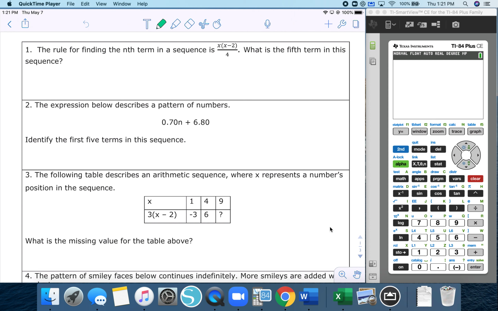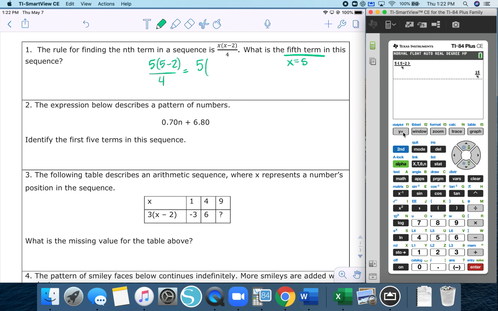Number 1, the rule for finding the nth term in a sequence is x times x minus 2 divided by 4. What is the 5th term in this sequence? What you're needing to do is replace x or n with 5 and then simplify this. You can put it into a graphing calculator just like you see it. To show you that option, you would do 5 minus 2 over 4.